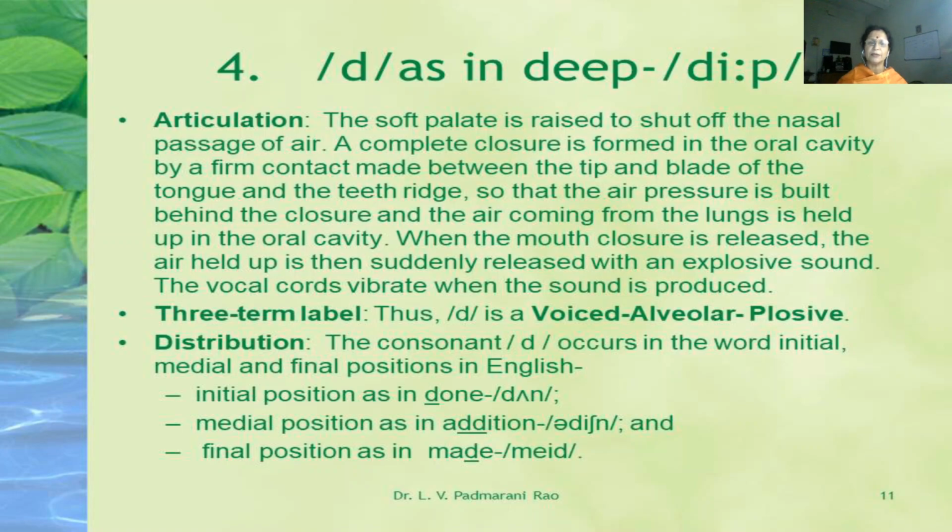and the air coming from the lungs is held up in the oral cavity. When the mouth closure is released, the air held up is then suddenly released with an explosive sound. That's very important to make it a plosive. The vocal cords for the production of D sound are vibrating, and hence the sound is produced as voiced. So the three-term label for describing D sound, as in D-E-E-P, deep, is voiced because the vocal cords are vibrating, alveolar because the alveolar ridge or the teeth ridge is involved in the production of the sound, and plosive because the air is held up in the oral cavity and is released with explosive sound.